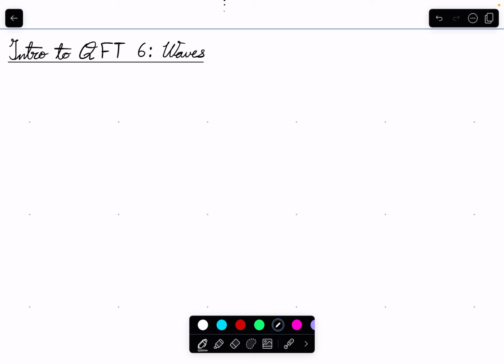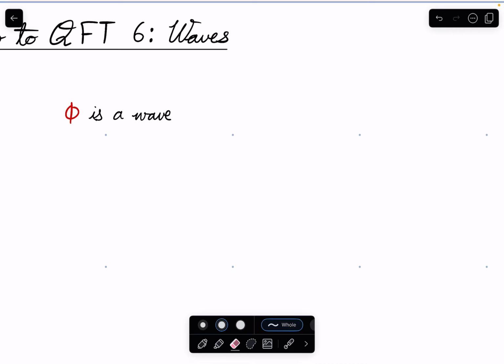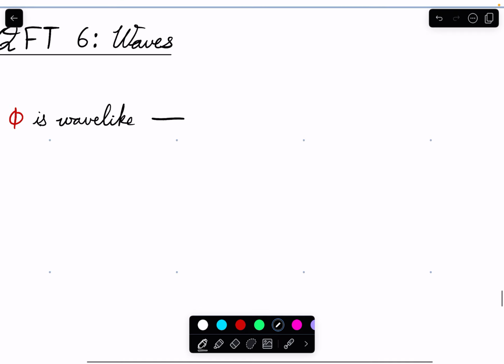Mathematically, we know we are dealing with a wave phi. Or maybe more accurately, we can say wave-like. Phi is wave-like if and only if it satisfies the wave equation.